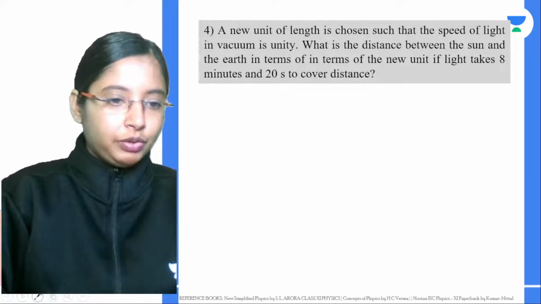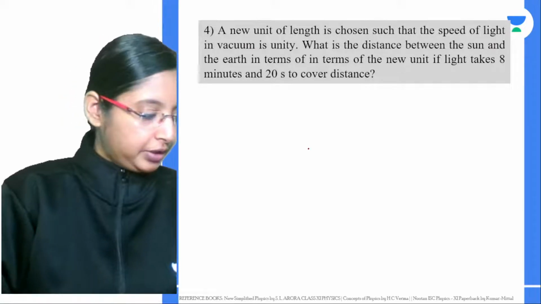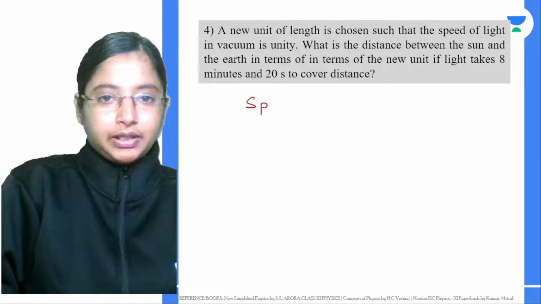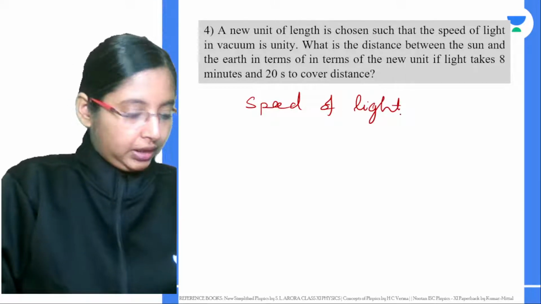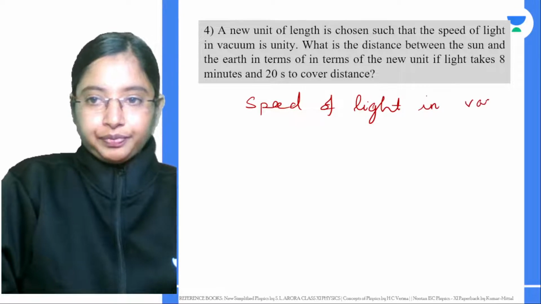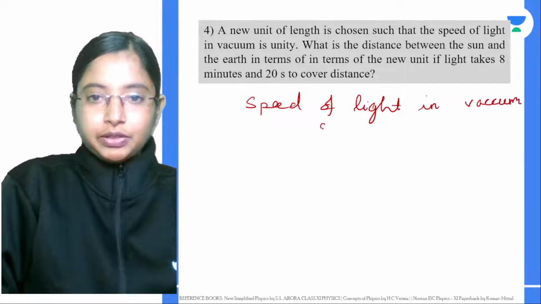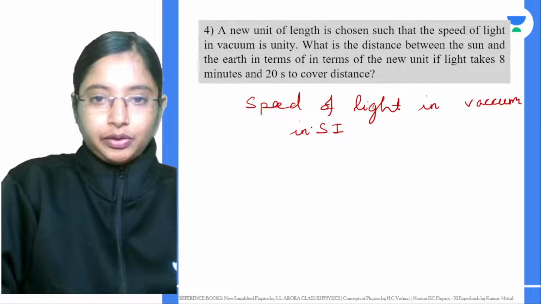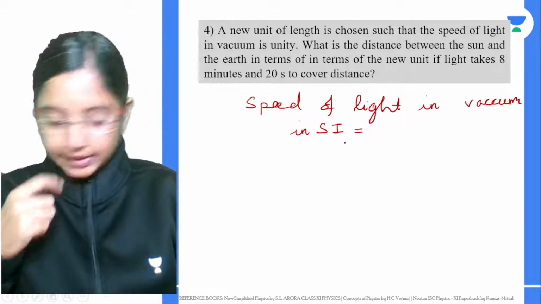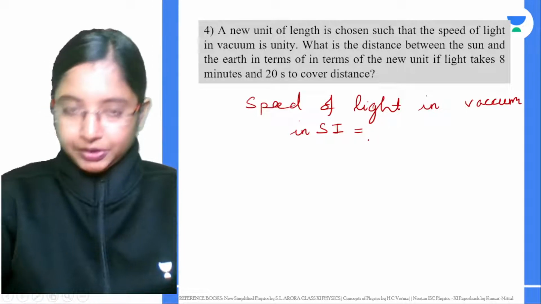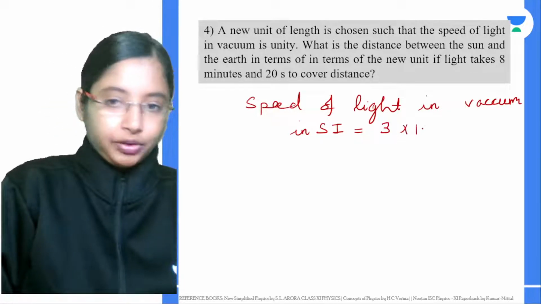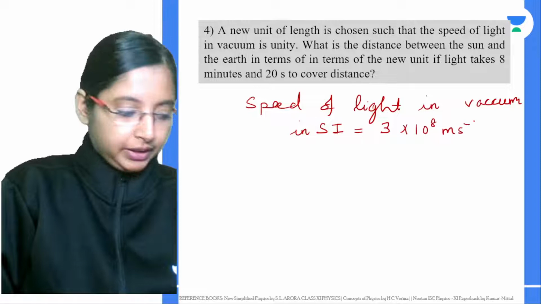Okay, so what is the speed of light in SI units? Speed of light in vacuum, according to SI units, what is it? What will be the speed of light in vacuum in SI units? This much is easy, right? This is just 3 × 10^8 meters per second, right?